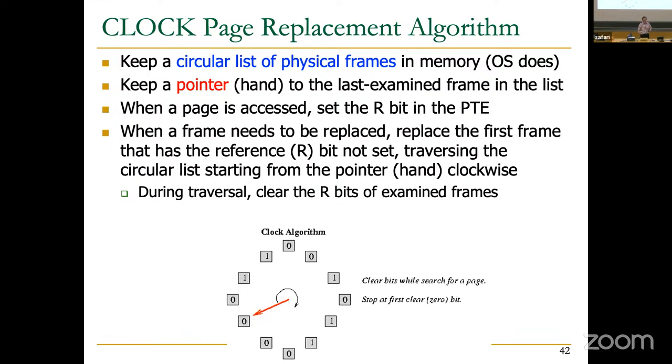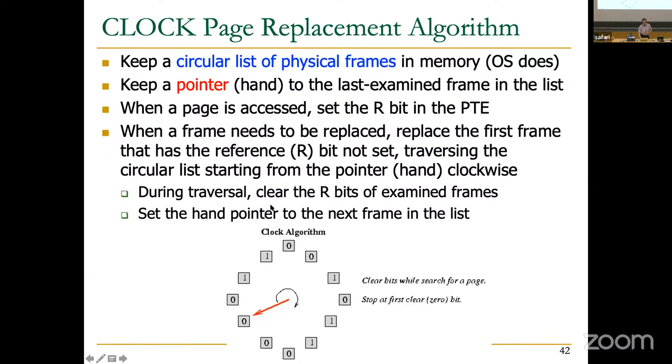Okay. So this is a very rough approximation, and it's been used in early Linux kernels. Variants of it are still used, frankly. And then you set the hand pointer to the next frame in the list. Makes sense, right? So this is clearly an approximation so that you don't replace the recently accessed pages.